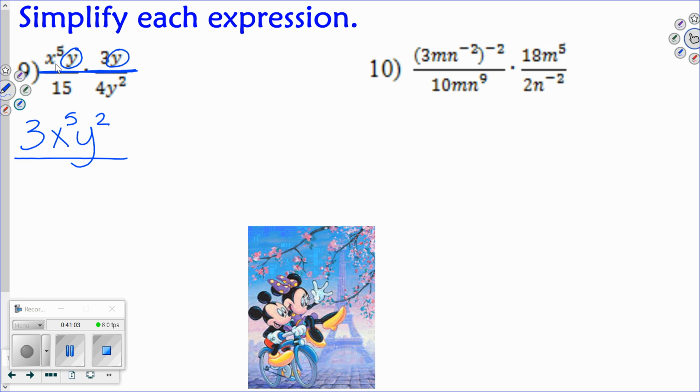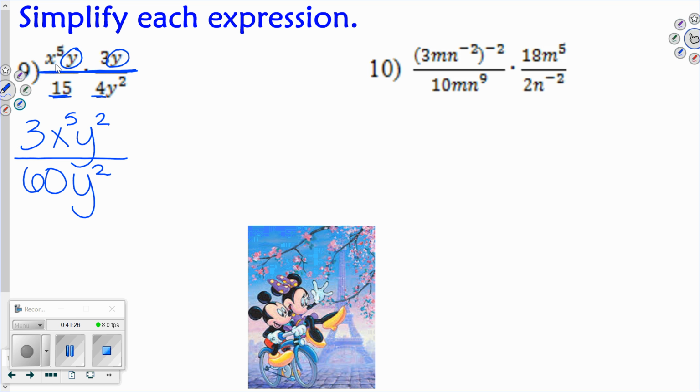All right, on the bottom, anything the same on the bottom? The 15 and the 4, how do they go together? They literally just multiply. There's no exponents to put together, but that's a multiplication problem. 15 times 4 is 60. So if the bases don't match and they're numbers, just literally do whatever operation the problem is. They just get multiplied together.